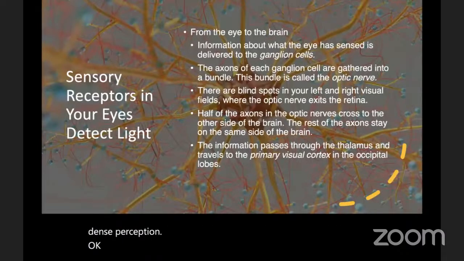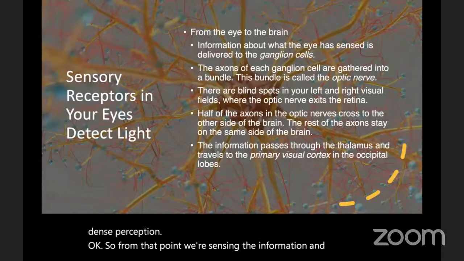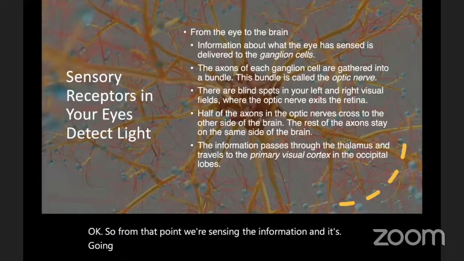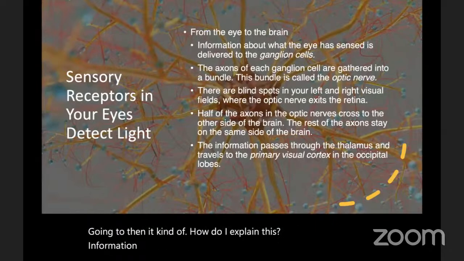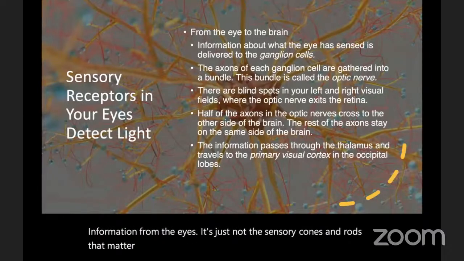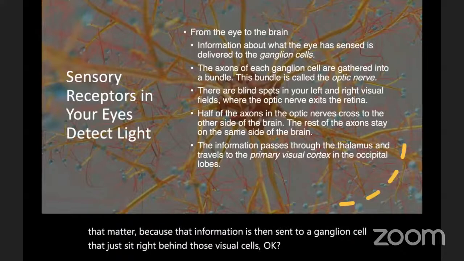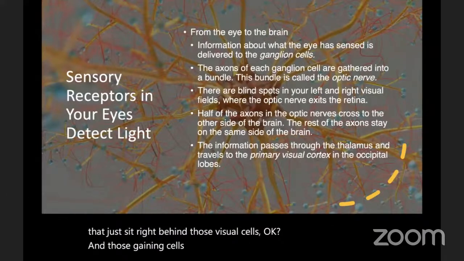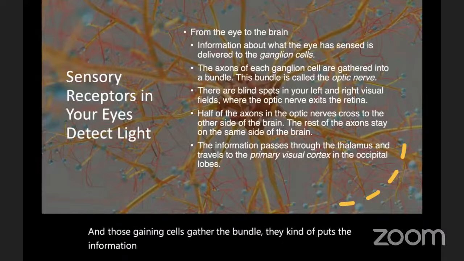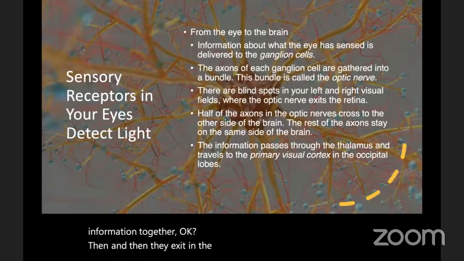Okay, so from that point, we're sensing the information, and it's going to then, how do I explain this? Information from the eyes, it's not just the sensory cones and rods that matter, because that information is then sent to a ganglion cell that sits right behind those visual cells, okay? And those ganglion cells gather the bundle, they put the information together, okay? And then they exit in the optic nerve, okay?